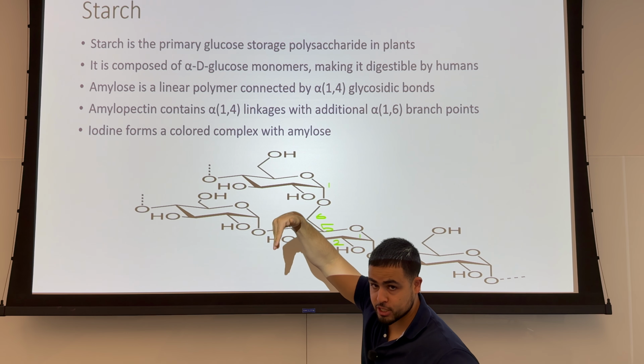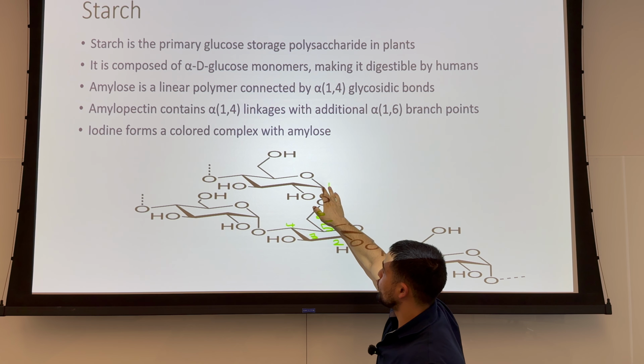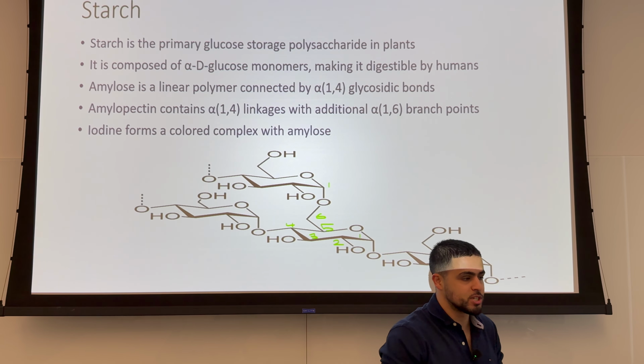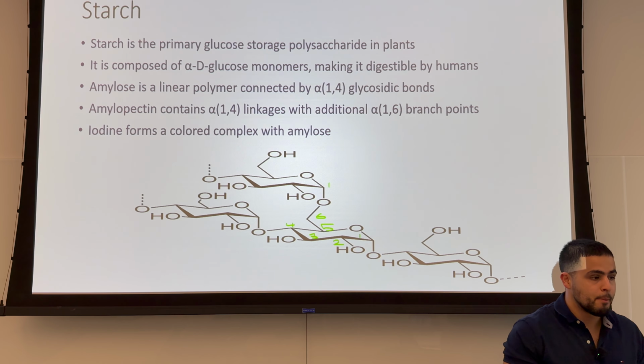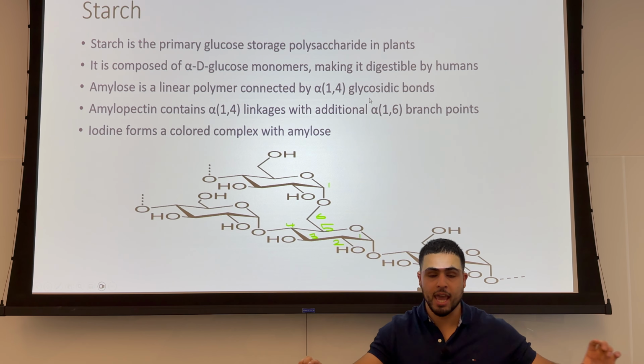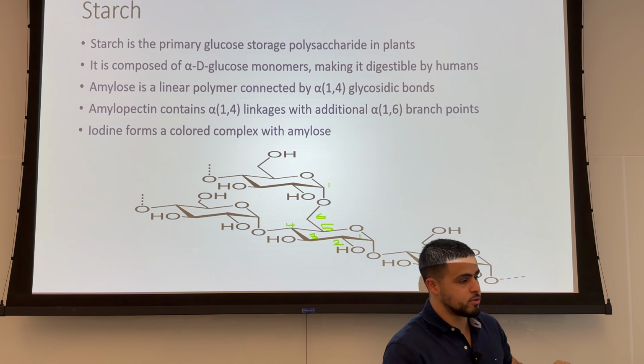If it's going in the axial position, so vertically down, then you have the alpha molecule, and if it's going to the side, in the equatorial position, then you have a beta molecule. So in either case, this is formed of alpha 1 glycosidic bonds. So it's a straight chain in the case of amylose. You don't have any branches, or a linear polymer.